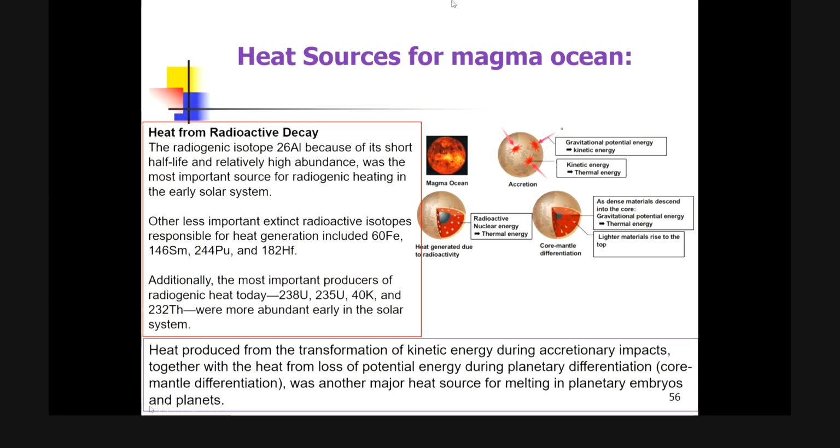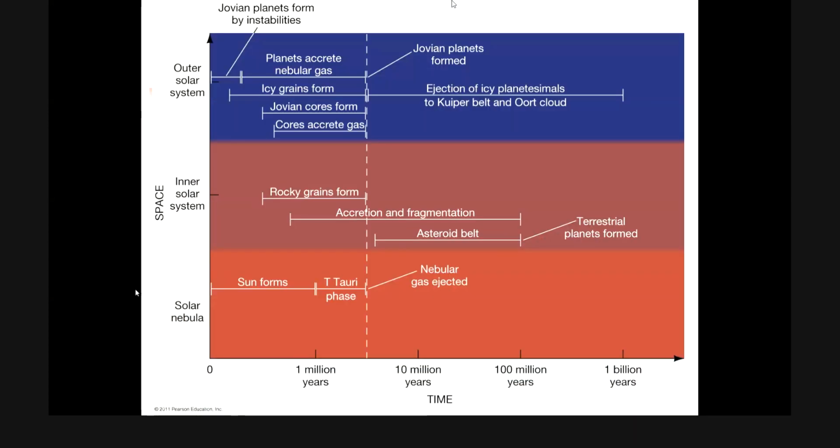Yes, let's go back to this. So this is roughly the timeline in which different planetary processes took place, right? If we start from time 0 to the present, we see that after the sun had formed, and very quickly after that, rocky grains, a few millimeters, centimeters, started to form. They continued their accretion and fragmentation stage, leading to formation of asteroid-sized bodies, right? Finally leading to terrestrial planets. This is what was happening in the inner solar system.